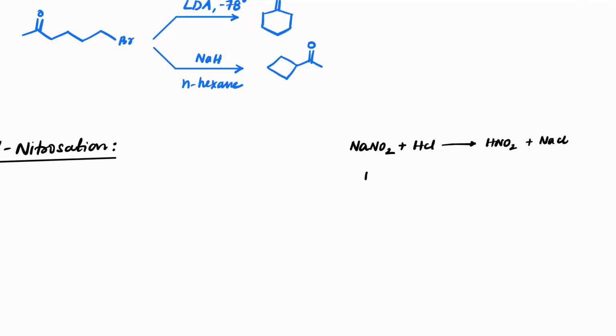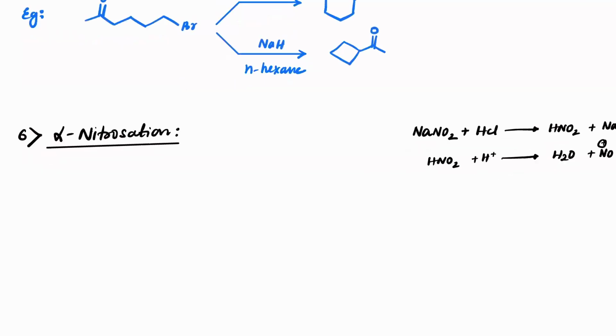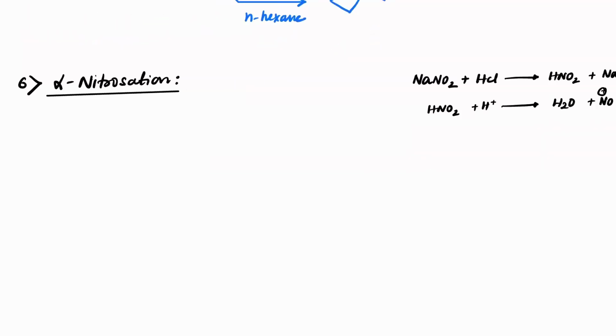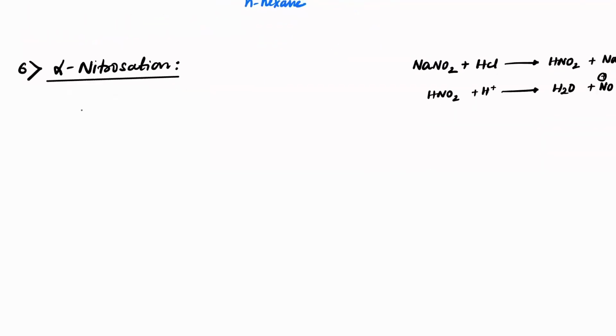HNO2 is a very unstable acid, especially in acidic medium. It will convert into H2O plus NO plus. And NO plus is an electrophile. So that electrophile can be used in alpha nitrosation here. If you have C double bond O here and you treat with NaNO2 in HCl, that will convert into C double bond O and NO.